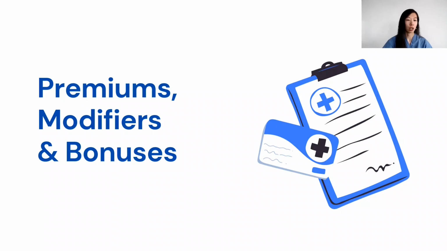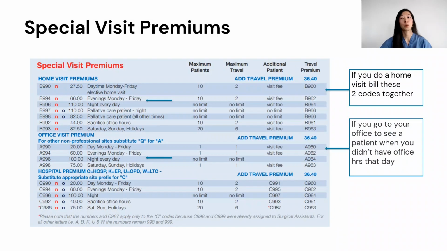So let's start with talking about premiums, modifiers, and bonuses. For the special visits premium, the key thing I want to draw your attention to is that if you do a home visit for a patient, you can bill this billing code if it's, for example, in the evenings. You can also add on a travel premium, which is if you drive to that patient's house to do a home visit for them. So you can bill these two billing codes together.